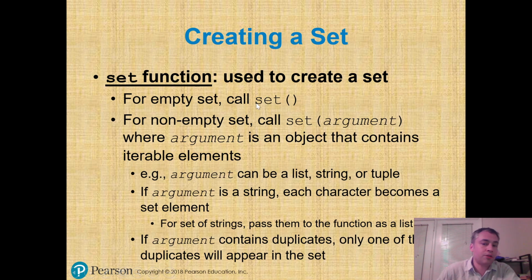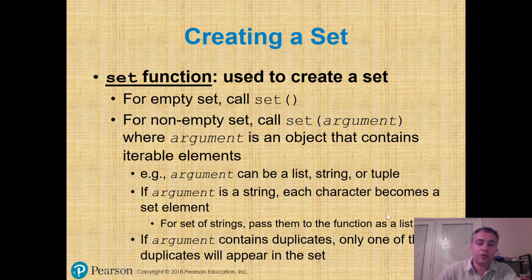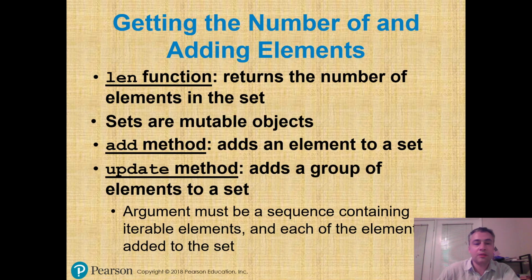So we can create an empty set using a set function, or a non-empty set with an argument, where the argument is an object that contains iterable elements. For example, a list, string, or tuple. Try doing it with a string, you'll see an interesting behavior there. But in general, I would use a list. So if the argument contains duplicates, only one of the duplicates will appear in the set.